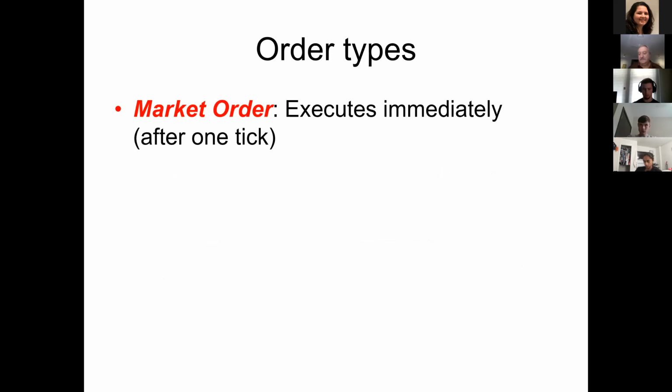Okay, just like in the real market, there's all kinds of different types of orders. There's a market order. So this will execute immediately. So if you say, buy me 10 shares of group 12, it will wait for one stock market tick, and then that order will be executed.